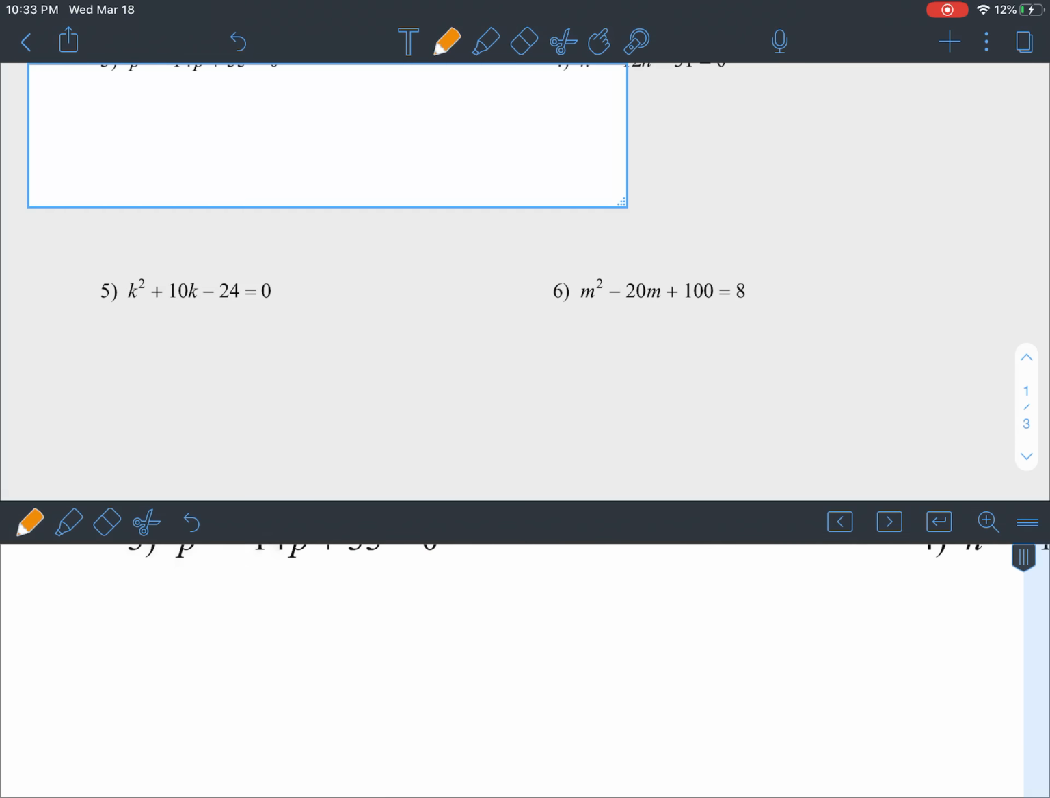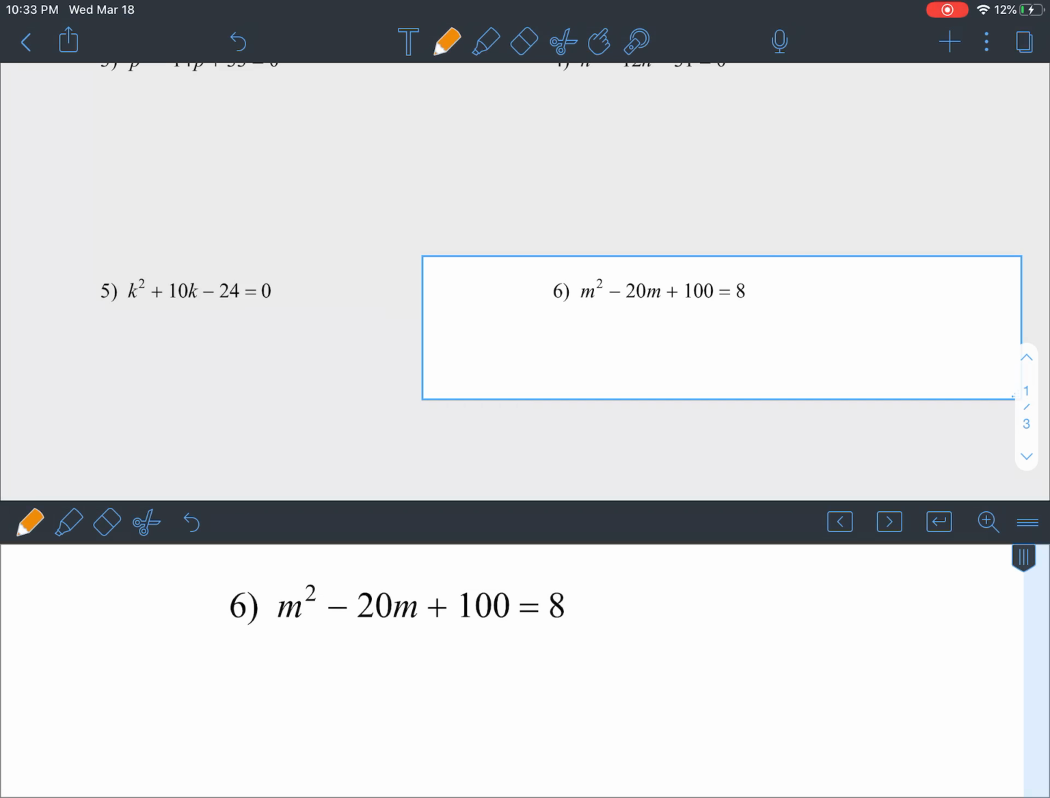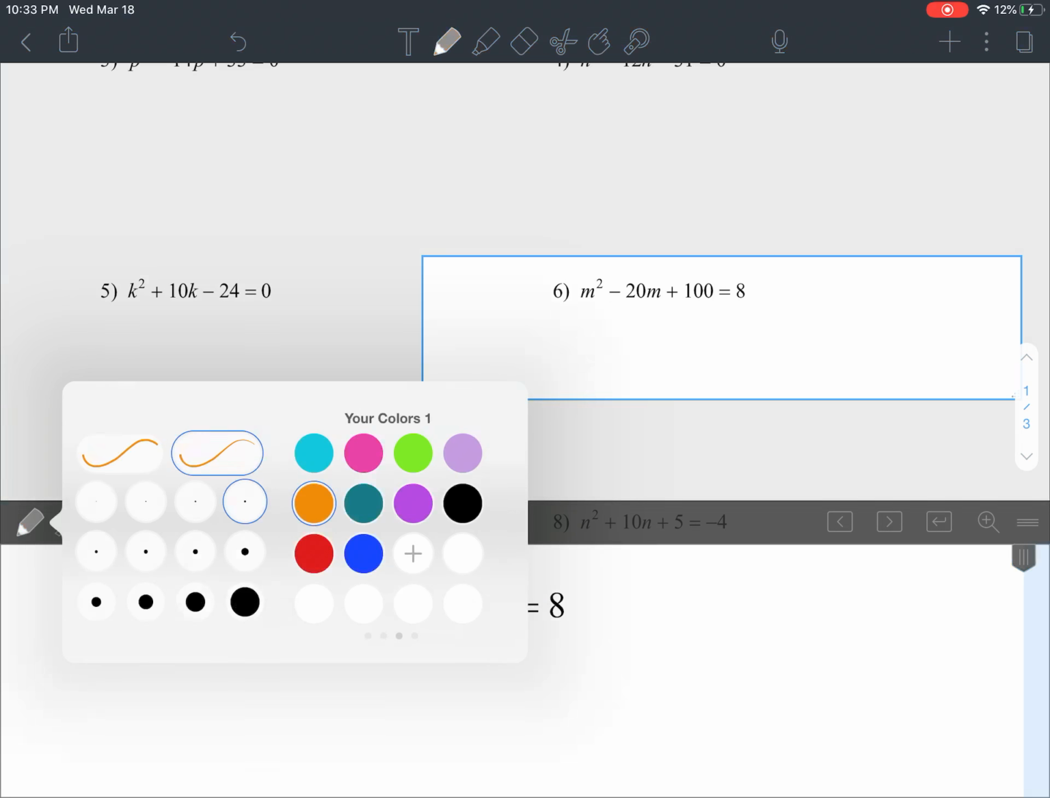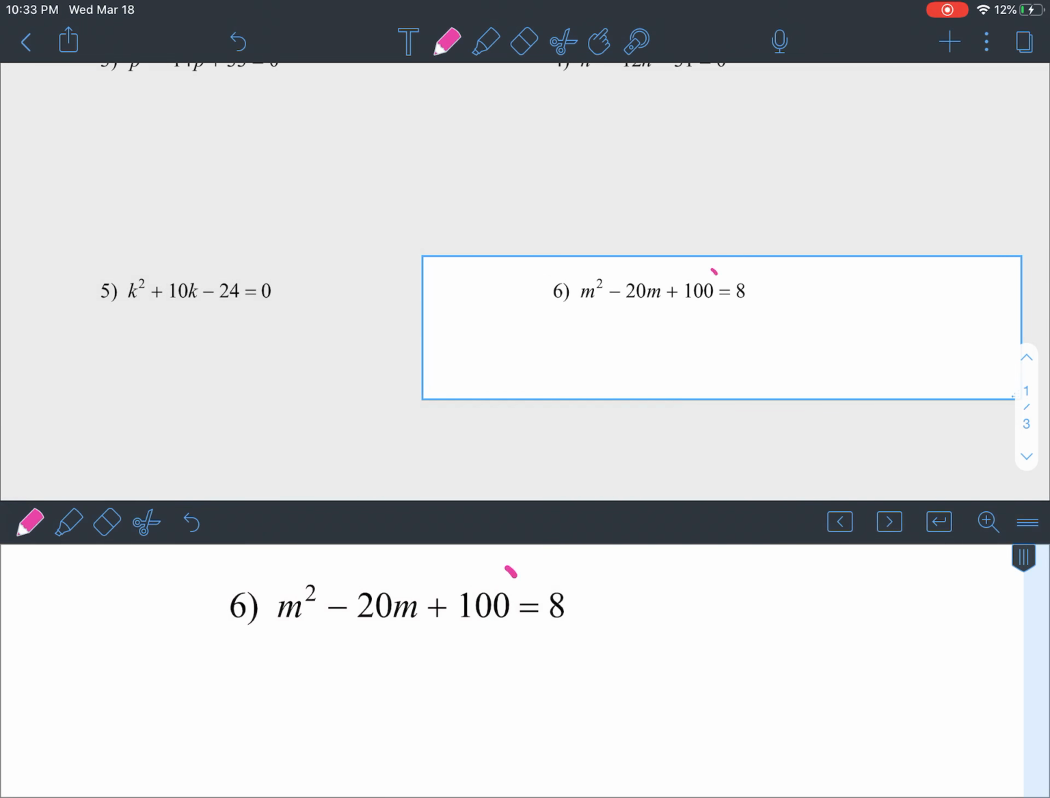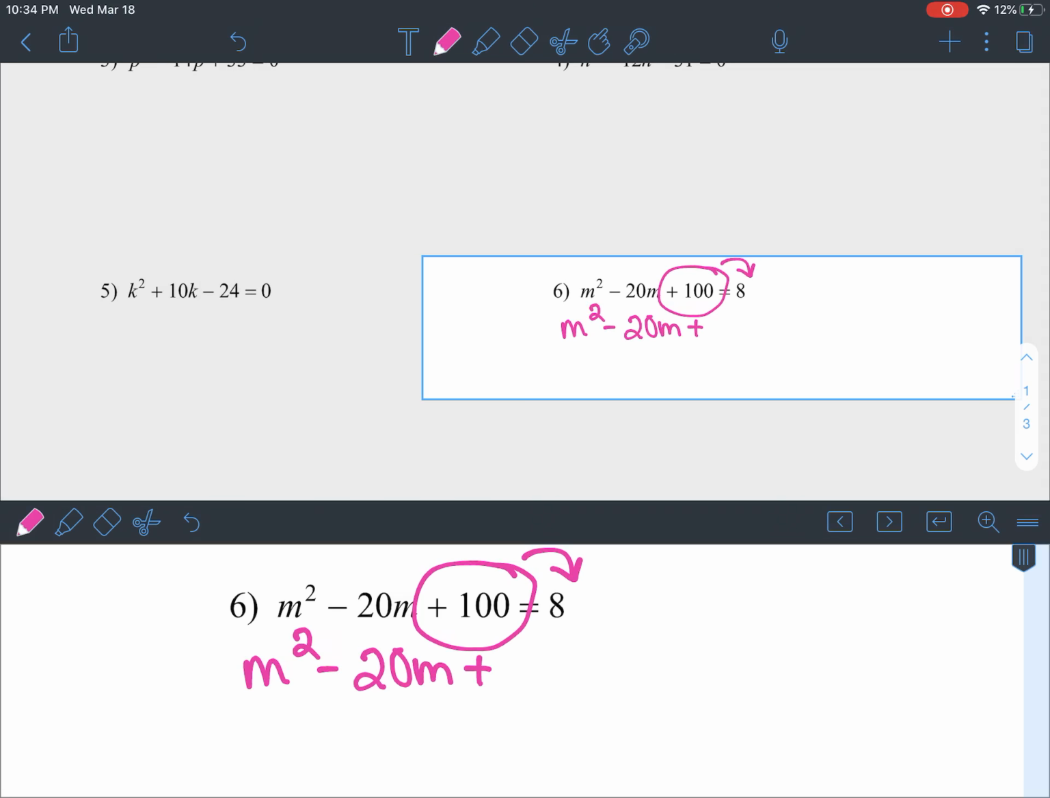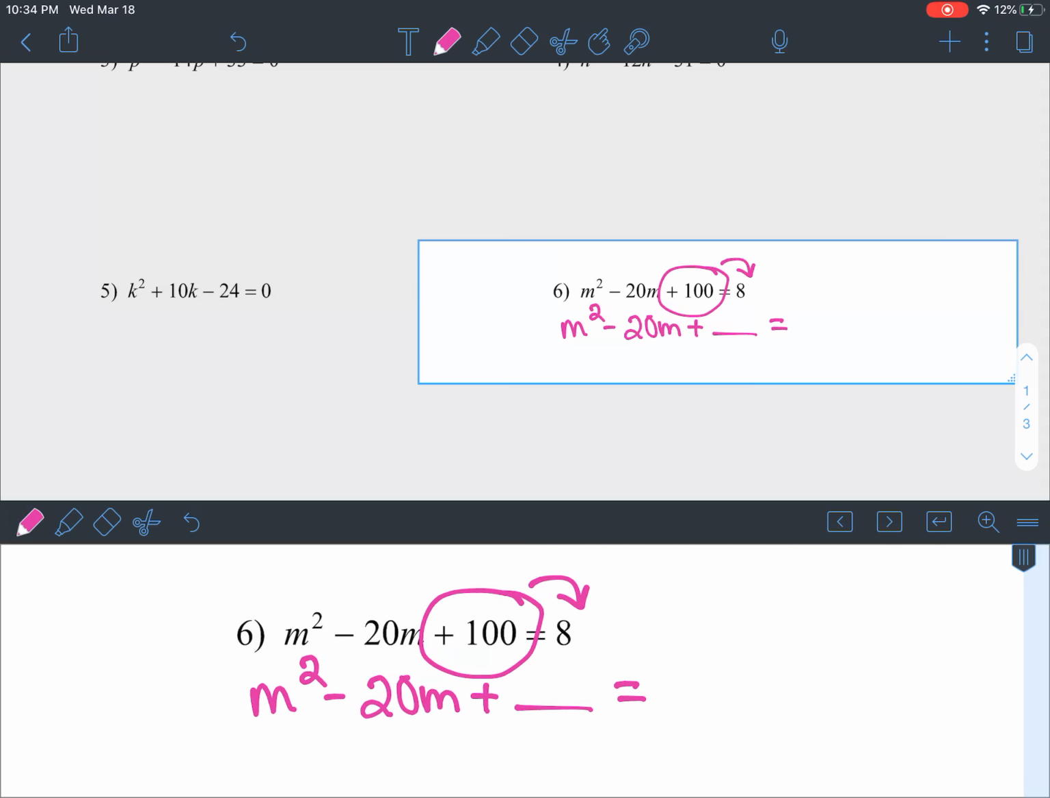Right, let me skim through here real quick. I know that when I was helping some people on Instagram Live the other day, people were kind of struggling with number 6. So let's do number 6 here. Again, we need to move this 100 over because we need this space to be blank so that we can create a new space there. So we're going to have m squared minus 20m plus blank equals, we're going to do 8 minus 100 because I'm subtracting 100 from both sides to get rid of it.